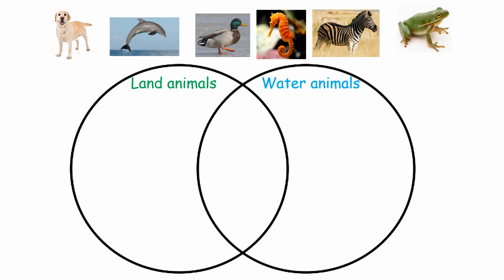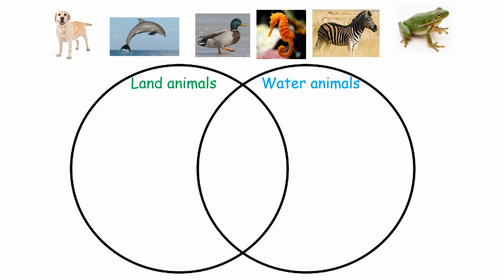So let's have a little go at making our own Venn diagram. Our Venn diagram is blank at the moment, so there's nothing in it other than the category titles. So one category title is land animals, and another category title is water animals. And you can see the animals at the top of the Venn diagram. We have a dog, a dolphin, a duck, a seahorse, a zebra, and a frog. What we're going to do is sort the animals into the correct part of the Venn diagram together.